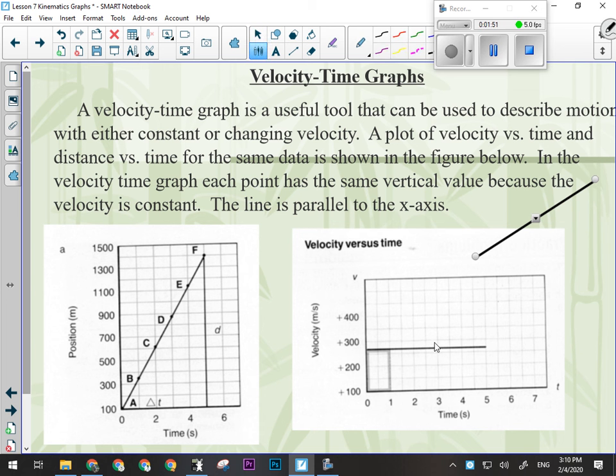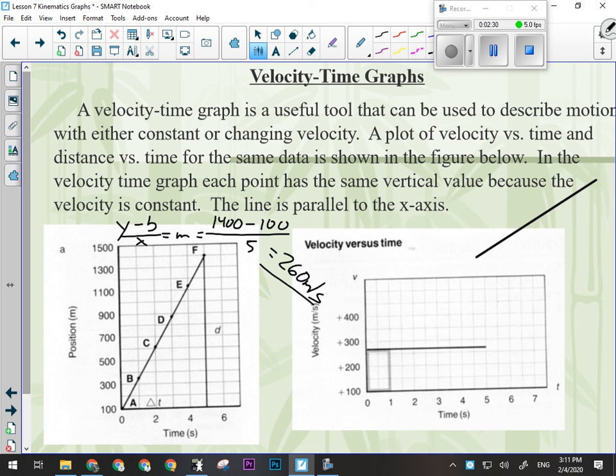Right? If I use y minus b over x to get m, or final position minus initial position, right? So my final position is 1400. My initial position is 100. And that takes 5 seconds. So 1300 over 5 is 260 meters per second, which is exactly what my velocity versus time graph is showing me. An object moving at a constant velocity of 260 meters per second.